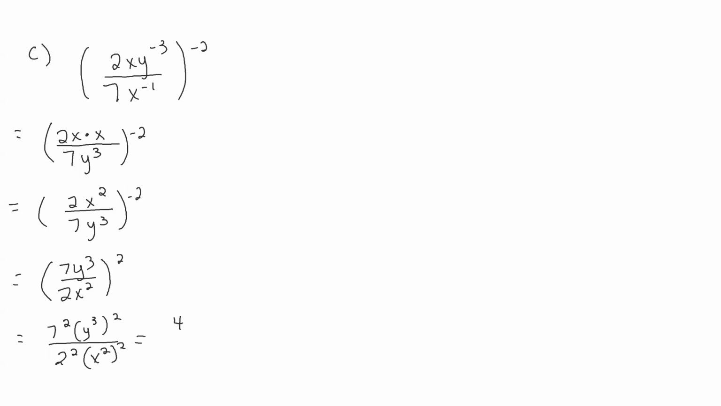7 squared is really just 49. Y to the third squared is y to the 3 times 2, or y to the 6th. 2 squared is 4. And then x squared squared is really x to the 2 times 2, or x to the 4th. Not too bad.